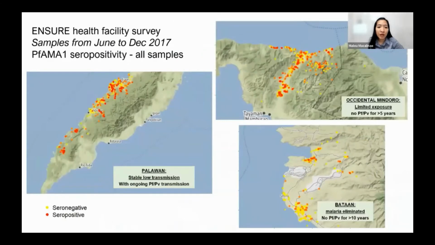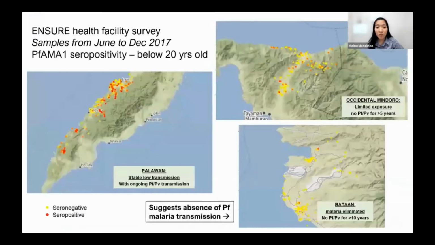Another example of an application is the mapping of our 3 study sites with different transmission intensity. And based on our survey samples, you can see that there are mostly reds in Palawan and Occidental Mindoro. But when we map just the survey participants age 20 and below, we can clearly see the reduction of seropositives in Occidental Mindoro, and there's almost none in Bataan, suggesting the absence of PF transmission in this site. So this can potentially inform elimination programs on the progress of their efforts.